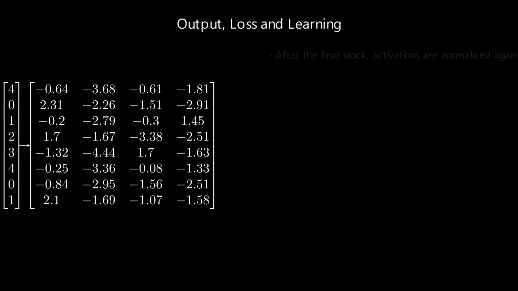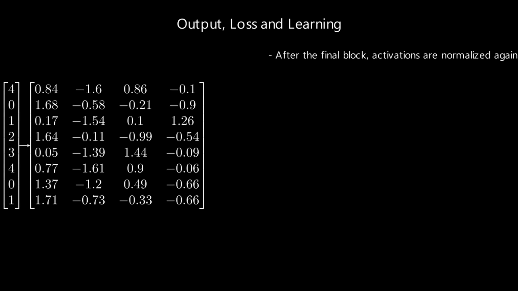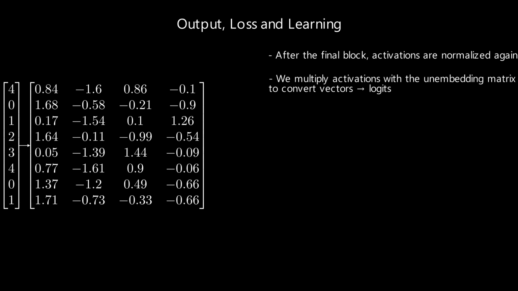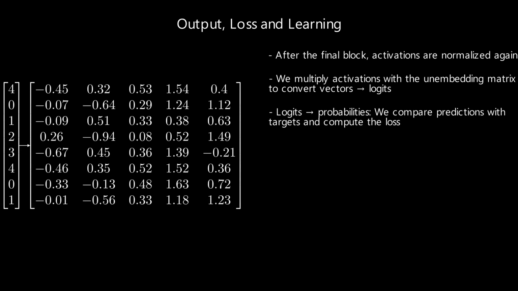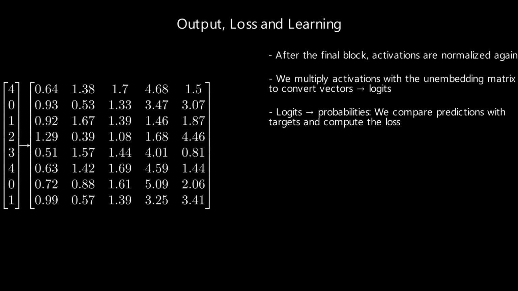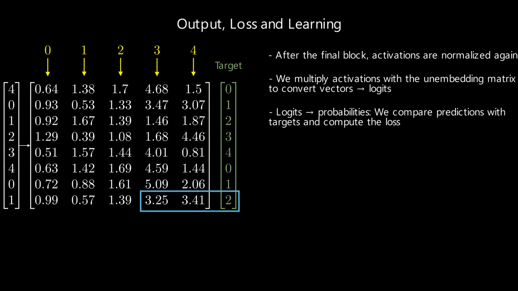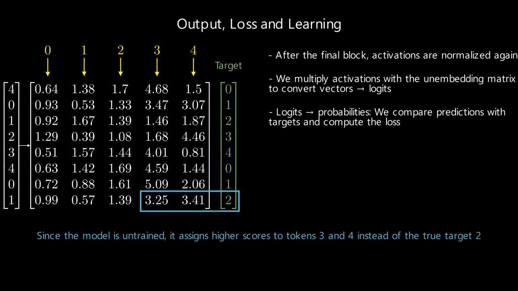After passing through all transformer blocks, activations are normalized one final time. We then compute logits using the unembedding matrix. You can see now each column corresponds to a token in our vocabulary which has size 5. These logits are then converted into probabilities and we compute the loss by comparing them with the target token. We only look at the last time step because that represents the prediction for the next token after the sequence. Since the model is still untrained, it assigns higher probability to tokens 3 and 4, while the correct target token is 2.